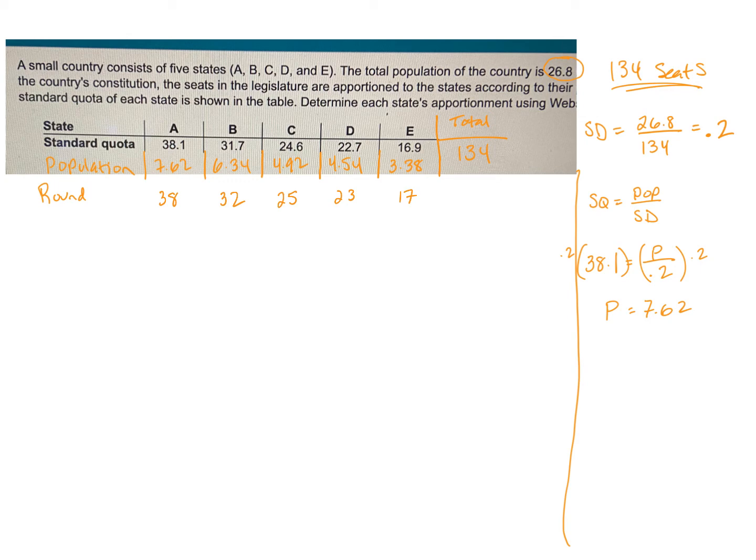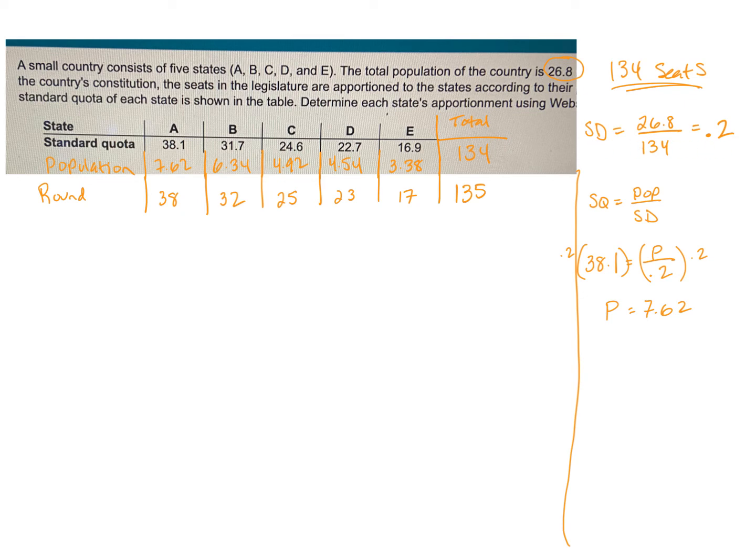But when I add them up, 38 plus 32 plus 25 plus 23 plus 17, I've given out 135 seats. I don't have 135 seats. I have 134 seats to give out. I know it's 134 because that's the sum of the standard quotas. I've given out too many, right? When you give out too many seats, you need to make the divisor a little bit bigger. So I was using the standard divisor of 0.2. I want to make that a little bit bigger.